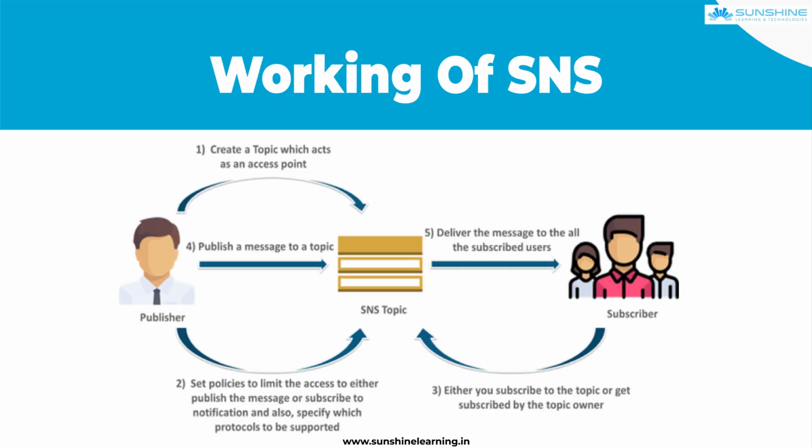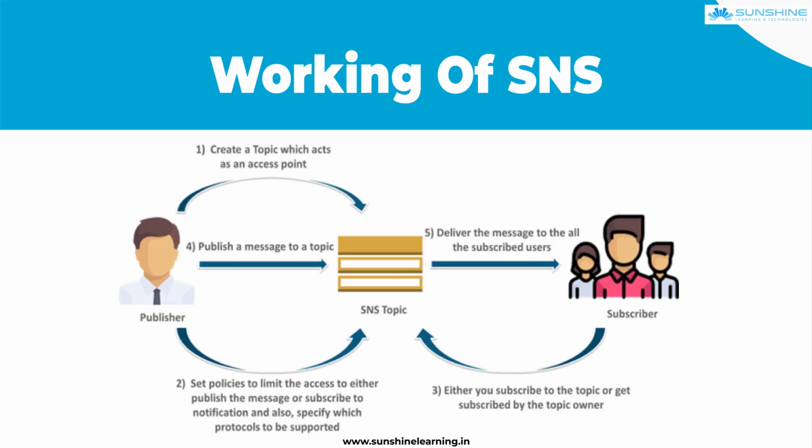So how does SNS work? Obviously, as we know by now, first of all we need to create a topic which acts as an access point in the SNS. Then we have to set the policies to limit the access to either publish the message or subscribe to notification. We need to set up what type of subscription we want. Or do we want to send it over email, SMS or any other channel?